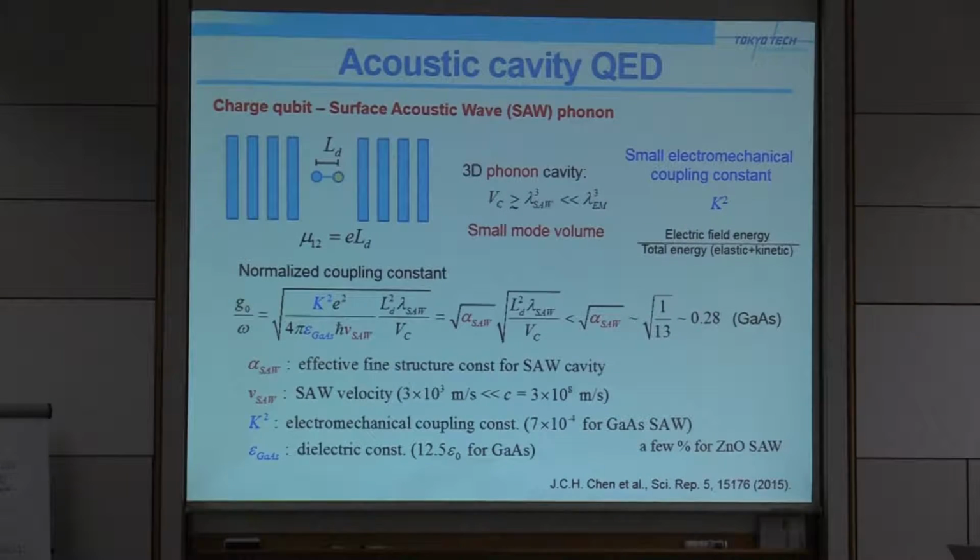So let me think how strong a coupling you can achieve with the acoustic cavity QED. So let me think about the three-dimensional phononic cavity. In this case, also the mode volume is greater than the cubic wavelengths, but this wavelength is much, much smaller than the wavelengths of electromagnetic wave, five orders of magnitude smaller than the wavelengths of the electromagnetic wave. So therefore, you have a chance to make a very, very small cavity with this acoustic system. That is a great advantage of using acoustic cavity QED. Of course, the drawback is the relatively small electromagnetic coupling constant.